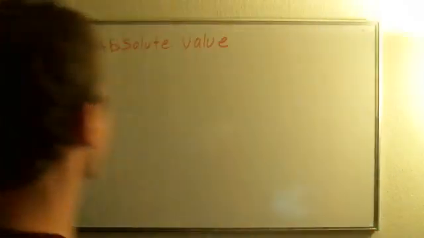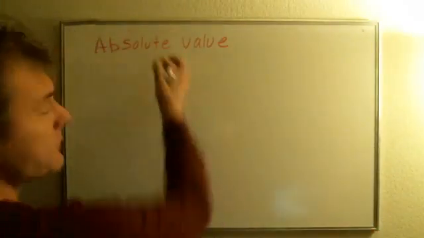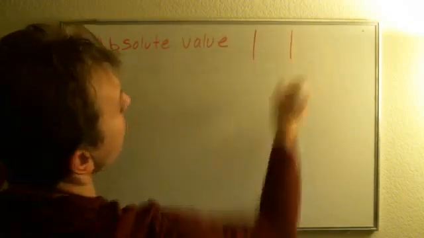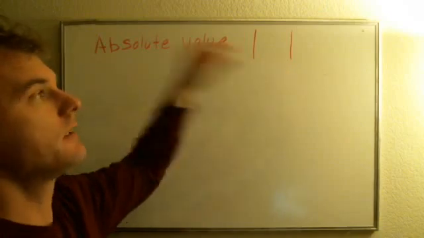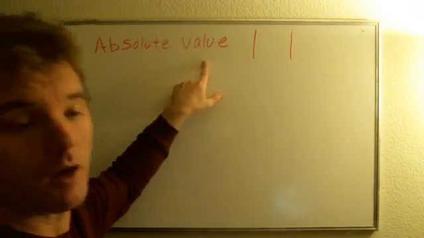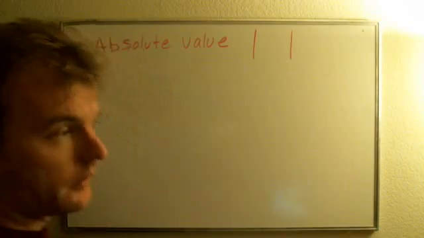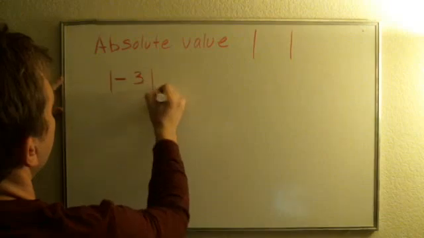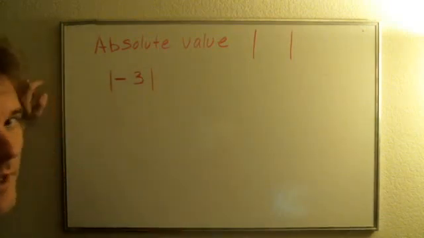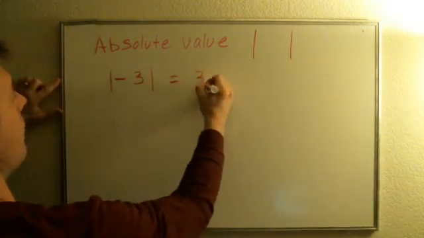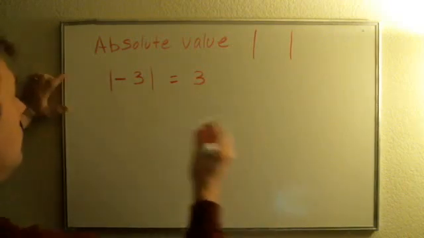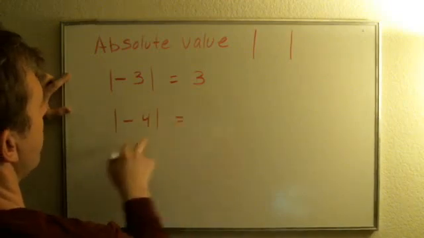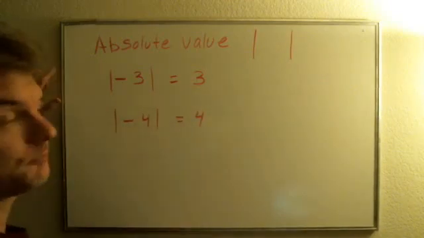some examples here. So one example, well, absolute value first. Let's do that. It has two bars. So these two bars are absolute value bars. So for example, let's take the absolute value of -3. The absolute value of -3 is just 3. Now, what about we take the absolute value of -4? Well, the absolute value of -4 is just 4.